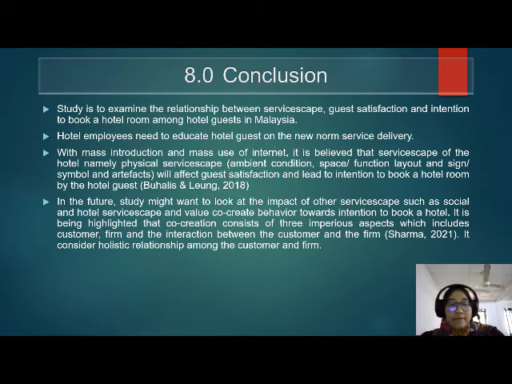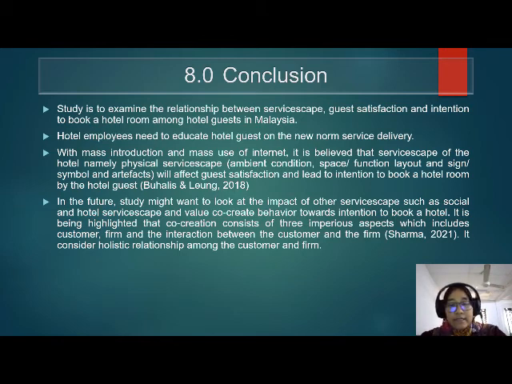With mass introduction and mass use of the internet, it is believed that the servicescape of the hotel, namely the physical servicescape being studied in this study, will affect guest satisfaction and lead to intention to book a hotel room by the hotel guests. This is by Buhalis and Leong, 2018. In the future, studies might look at the impact of other servicescapes, such as social and hotel servicescape, and also value co-creation behavior towards intention to book a hotel.